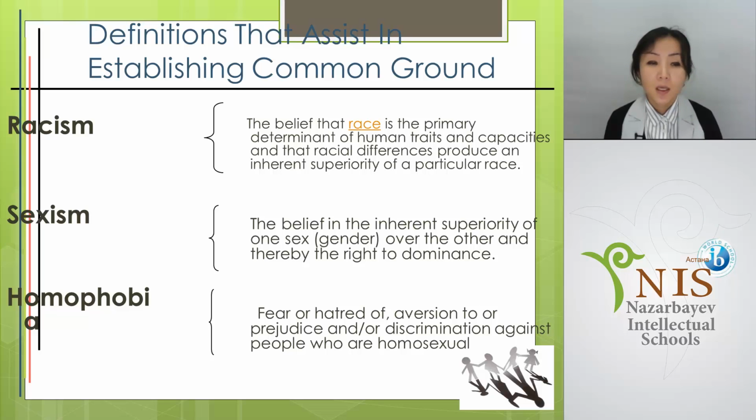So for example, if you are talking about racism, here it is given as the belief that race is the primary determinant of human traits and capacities, and that racial differences produce an inherent superiority of a particular race. So, and then you can ask a question, who can explain more to me about this word?